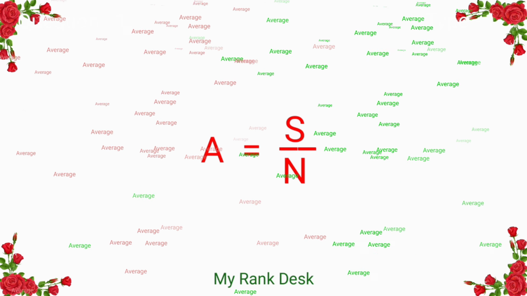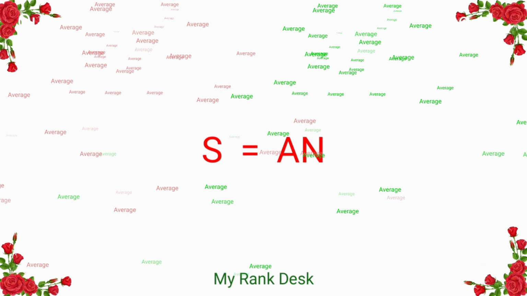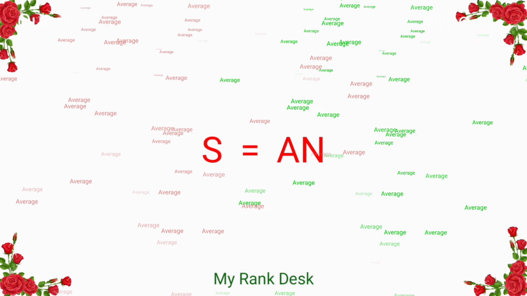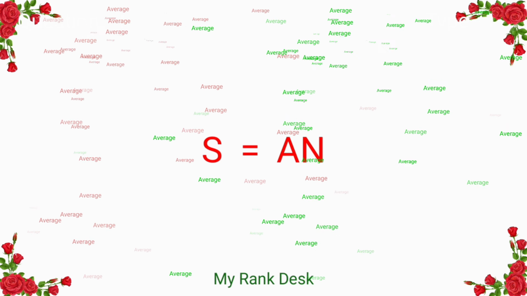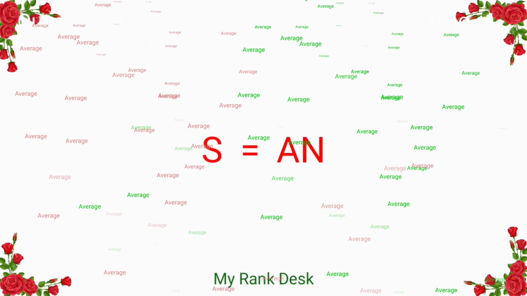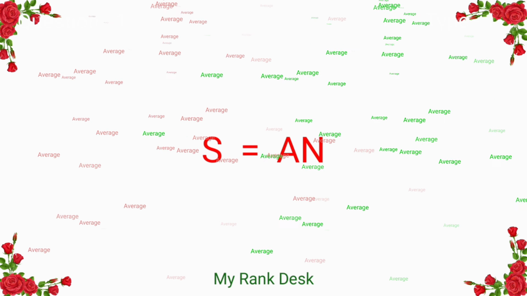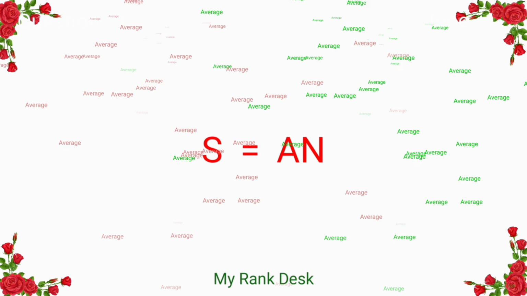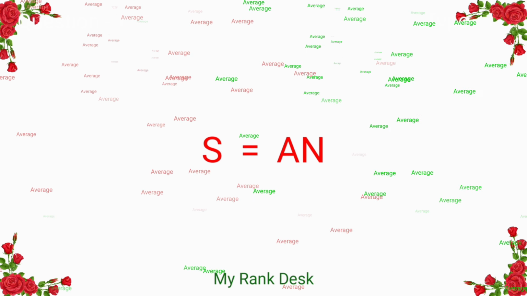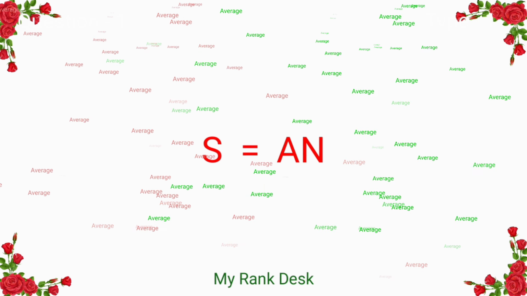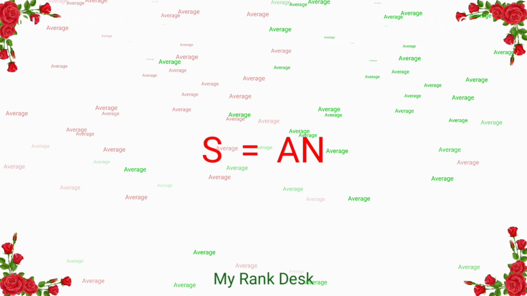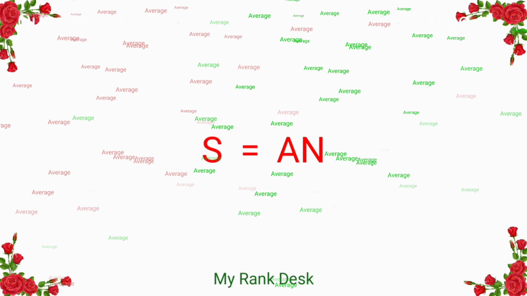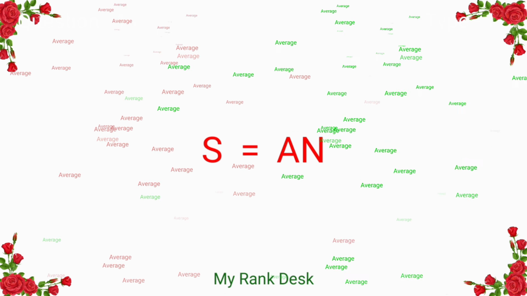To find sum of observations from average of the observations and number of observations, multiply average of the observations by the number of observations. The product we get must be sum of the observations. We can use a formula S equal to AN to find sum of the observations from their average and from their number, where S equal to sum of the observations, A is the average of the observations and N is the number of observations.